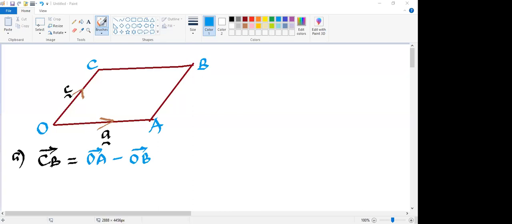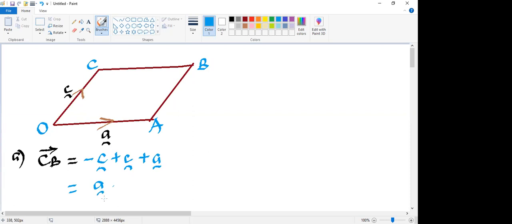CB equals CO plus OA plus AB. But then you realize that CO equals negative vector C, and AB is a positive vector C. So when you add that, then you add vector A, which leaves us with the answer being CB equals vector A.